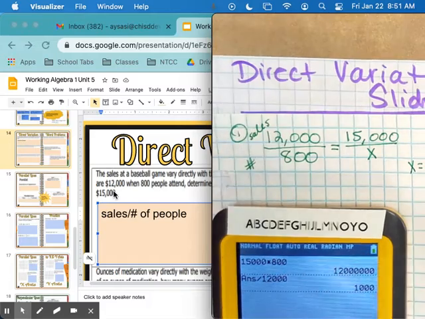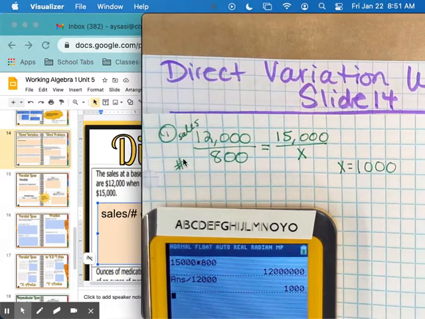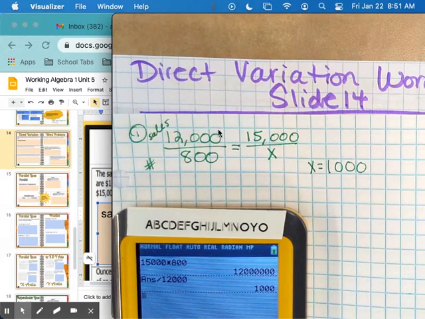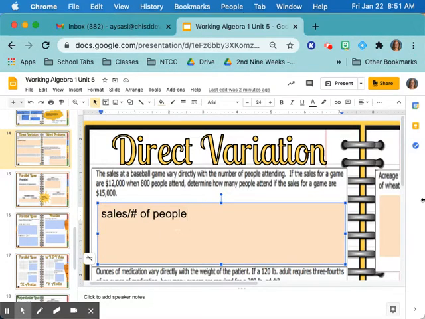So then our last step is to make sure that that makes sense. So see, we have 12,000 for 800 people. Does it make sense to have $15,000 for 1,000 people? Yeah, that seems proportionate. With word problems, we have to write our solution in words. So we're going to come over here and we are going to write this in words. If the sales for a game are 12,000 when 800 people attend, determine how many people attended if the sales for a game are 15,000.